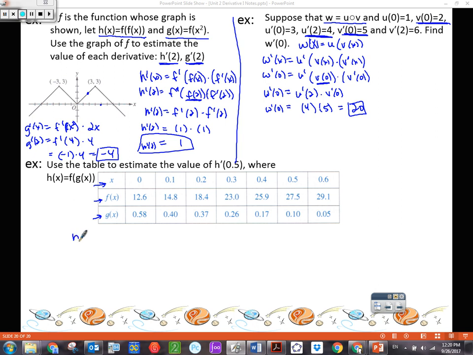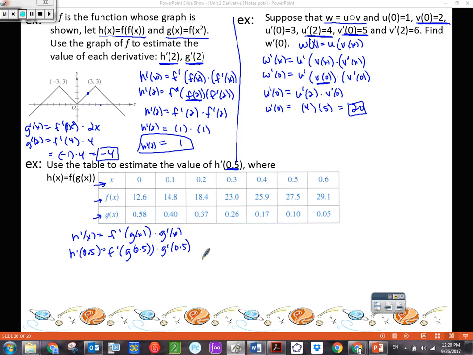So let's do H prime of X. So we do our chain rule because that's a composite function. So F prime of G of X times G prime of X. Okay. Let's go ahead and put in, let's see, we want 0.5. Alright, so H prime of 0.5 equals F prime of G of 0.5 times G prime of 0.5.